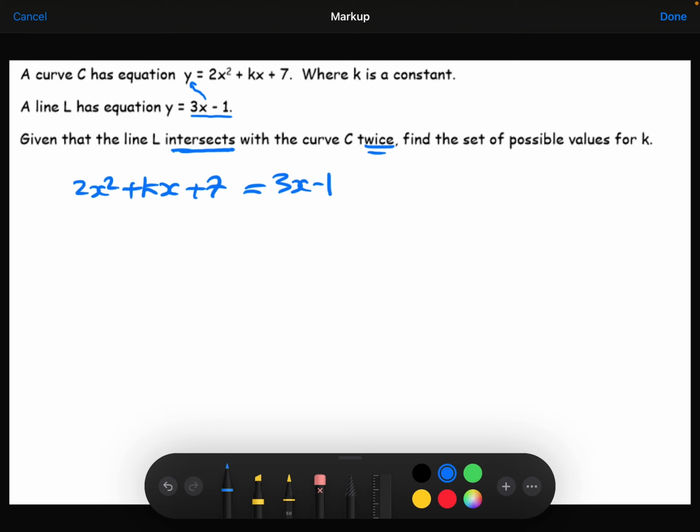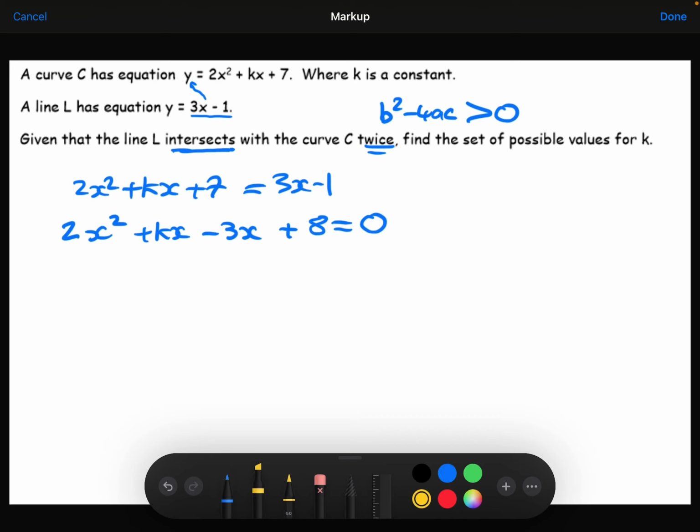Right, I am now going to move everything over to the left-hand side. So I'm going to subtract the 3x from both sides, and I'm going to add the 1 to both sides. Now, the next thing for me to do is, because I know that it's going to intersect twice, I know that this equation should have two solutions. So I'm looking for its discriminant, the b squared minus 4ac, to be greater than 0. If there's two solutions to this quadratic equation, then the discriminant should be positive.